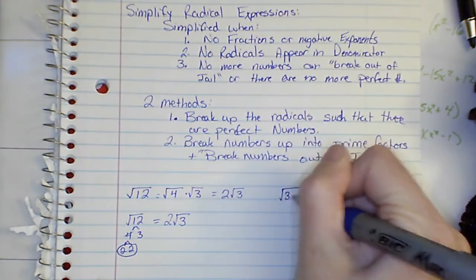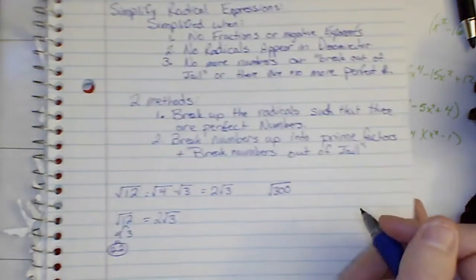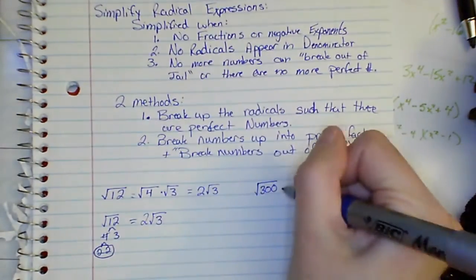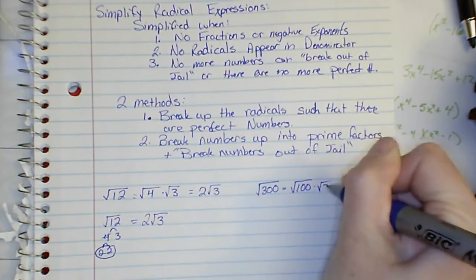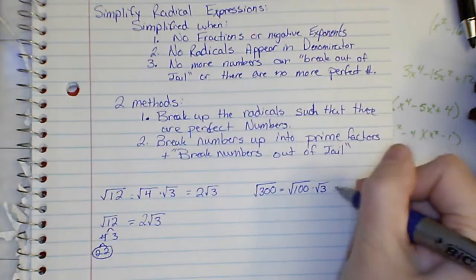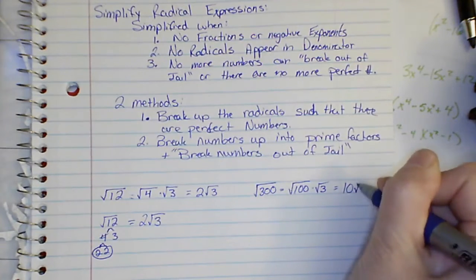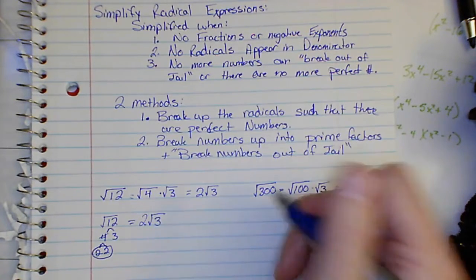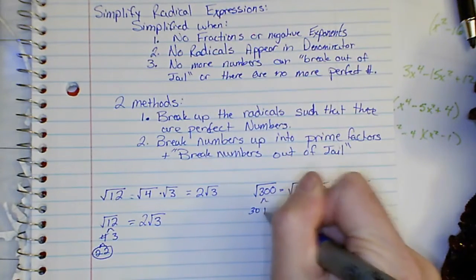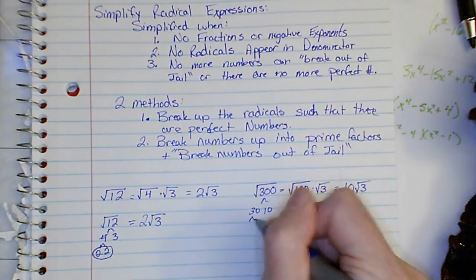Let's work 300. 300 is a little easier as well, because we can break it up into square root of 100 and square root of 3. Square root of 100 is 10, and square root of 3 is just square root of 3. But if you're not familiar with the perfect squares, especially with numbers that you really have to think about, you can factor 300 into prime factors.